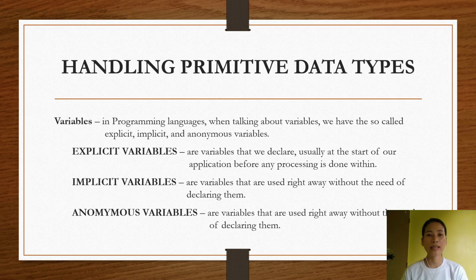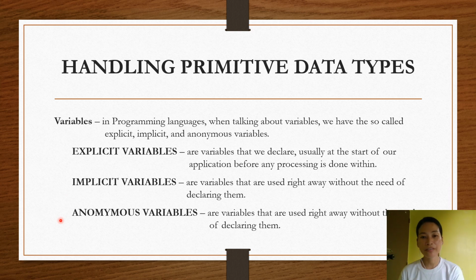Next topic is handling primitive data types. When talking about variables in programming languages, we have the so-called explicit, implicit, and anonymous variables. Explicit variables are variables that we declare, usually at the start of our application before any processing is done, while implicit variables are variables that are used right away without the need of declaring them.